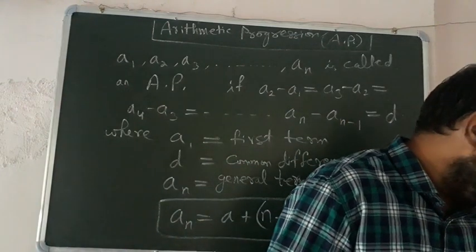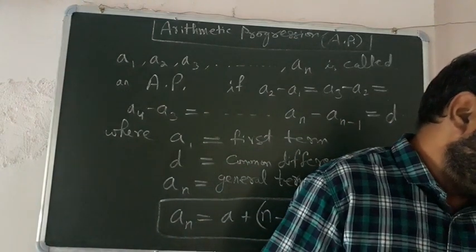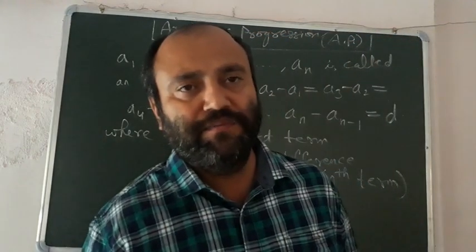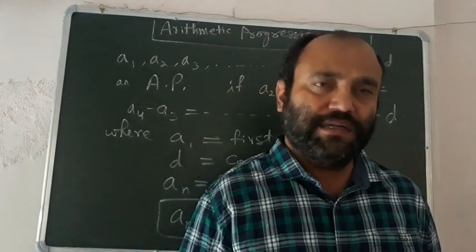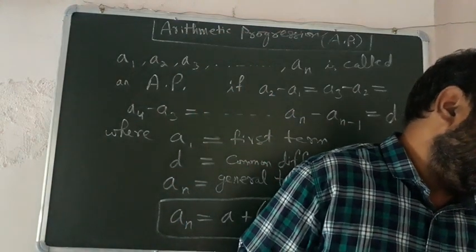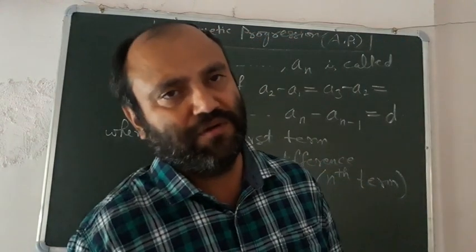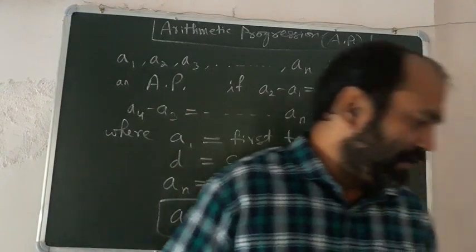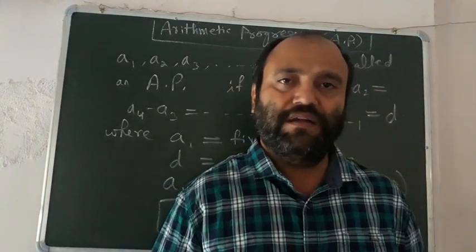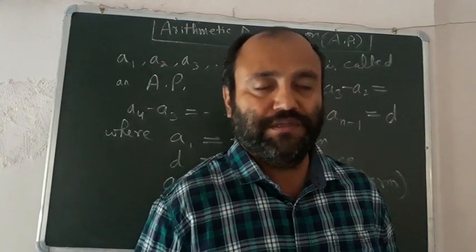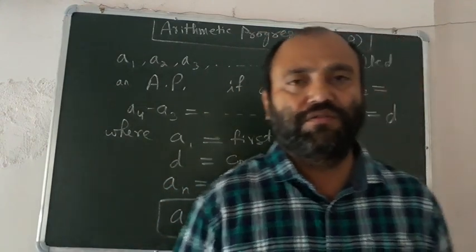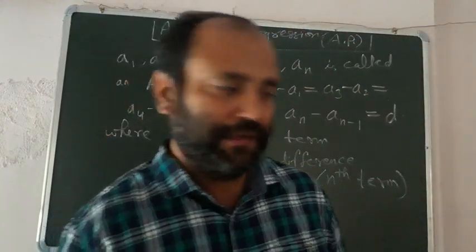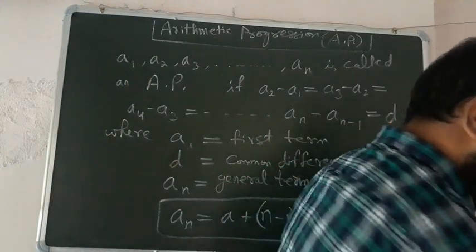Next is if each term of an AP is multiplied by a constant term, that is, if we multiply each term by a constant, the resulting sequence is also an AP, right? And the last one is if we divide each term by a non-zero constant, the resulting sequence is also an AP, right? So these are the properties of AP, children.